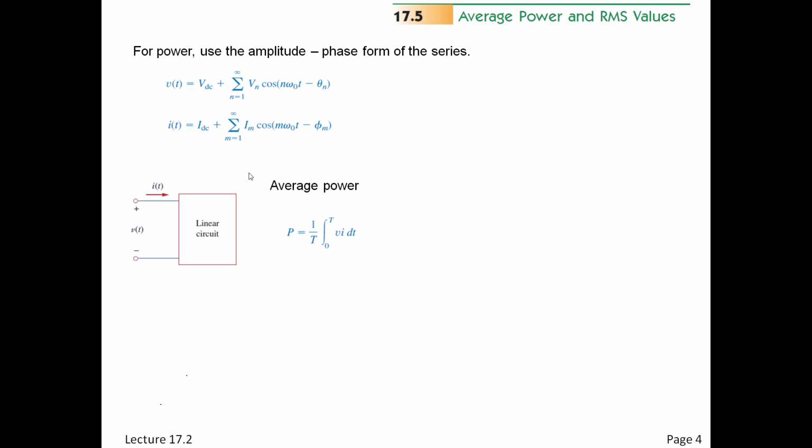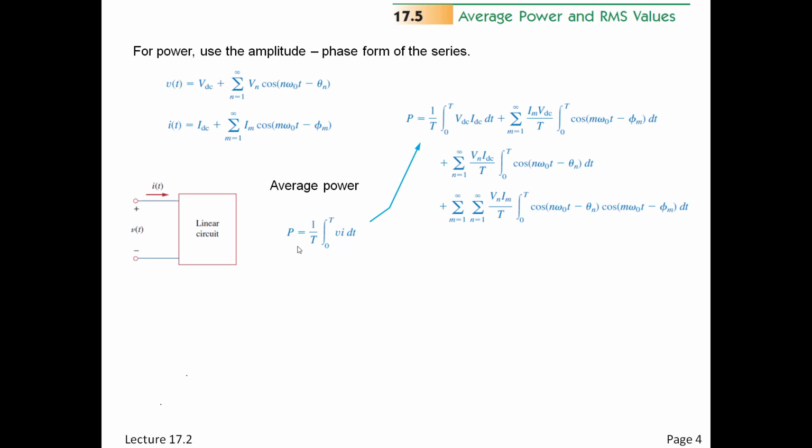So what is average power? Well, the average of anything is 1 over the period of it. And here we are with our VI product, and we're going to integrate it over one period and then average it over the period. So that is average power.